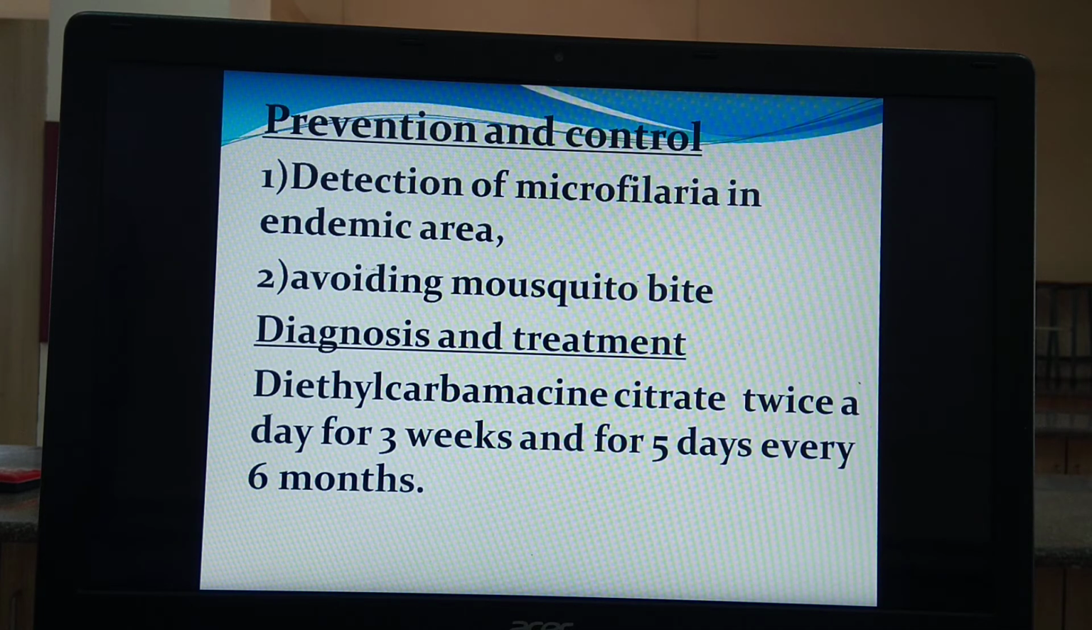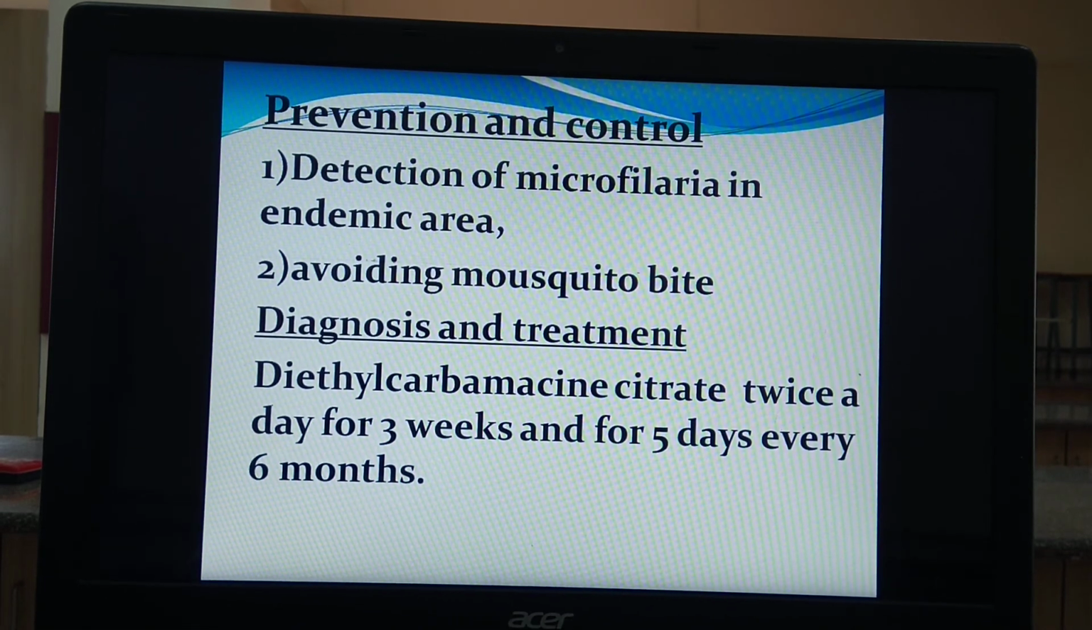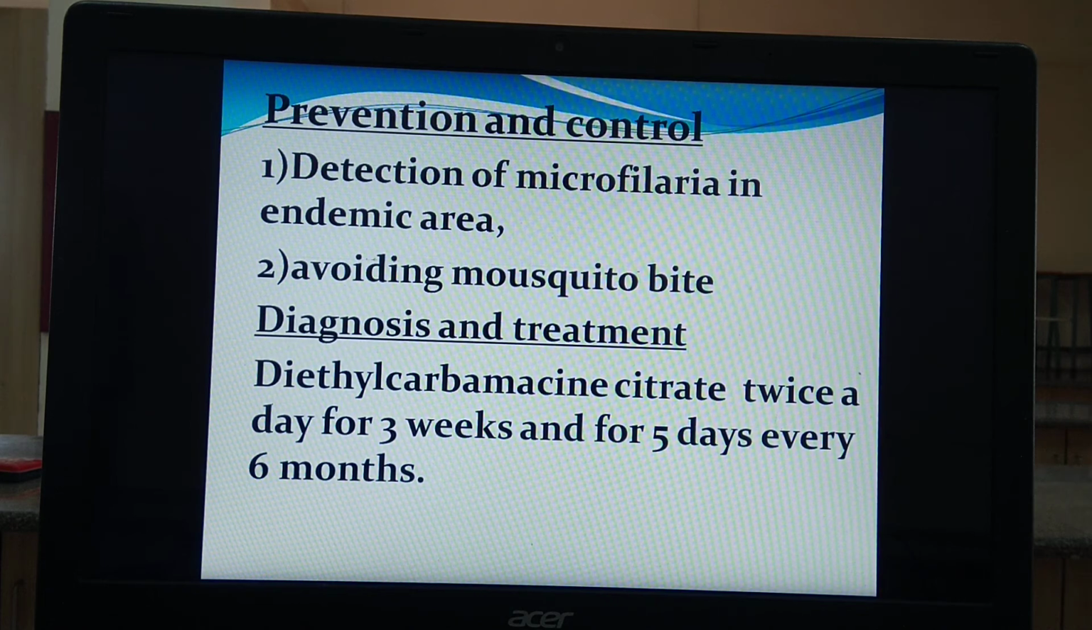And one more important thing, detection of microfilaria in endemic areas. That means if microfilariae are available in the surroundings, we should detect and destroy them. So detection of microfilariae in the endemic area and avoiding mosquito bites are the points which come under prevention and control. Next part is diagnosis and treatment. For treatment, we can use diethylcarbamazine citrate twice a day for 3 weeks and for 5 days every 6 months. Okay, so a question of 2 marks can be asked on prevention and control and diagnosis and treatment.